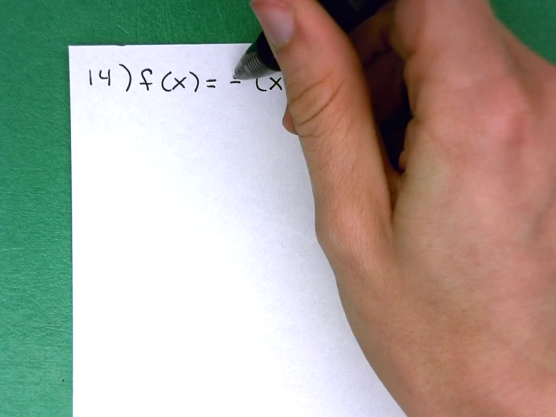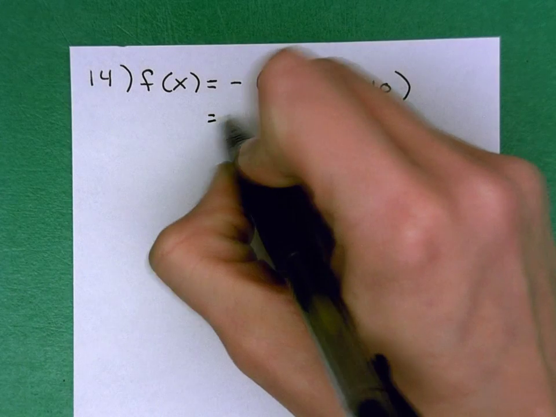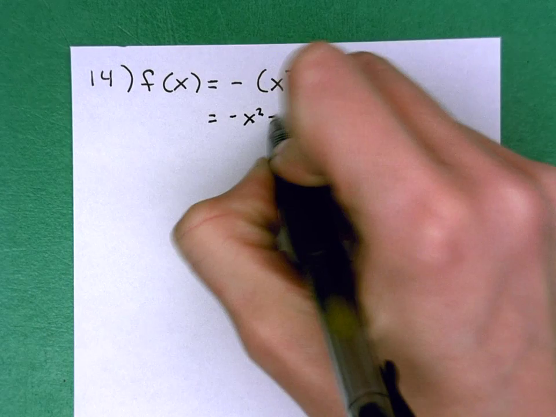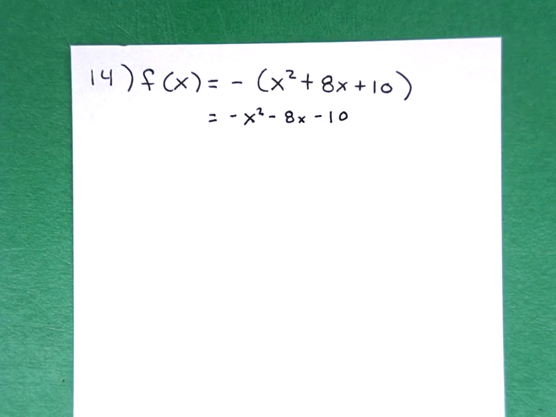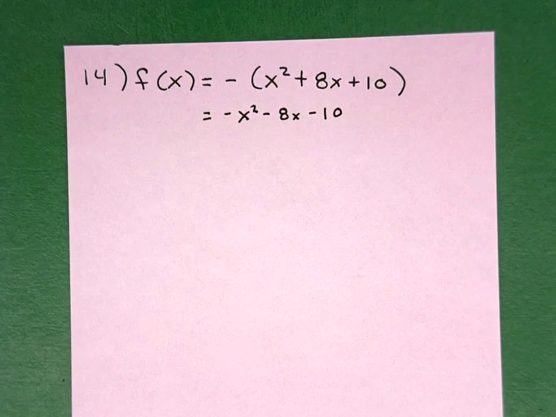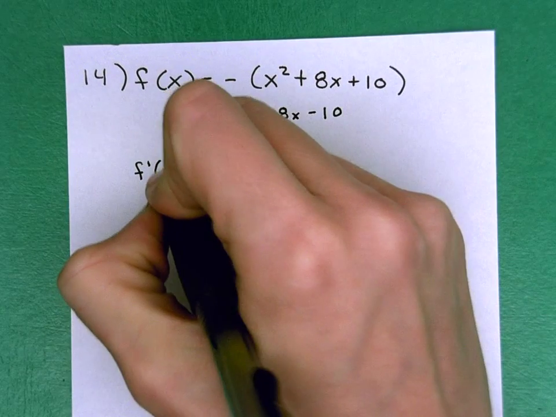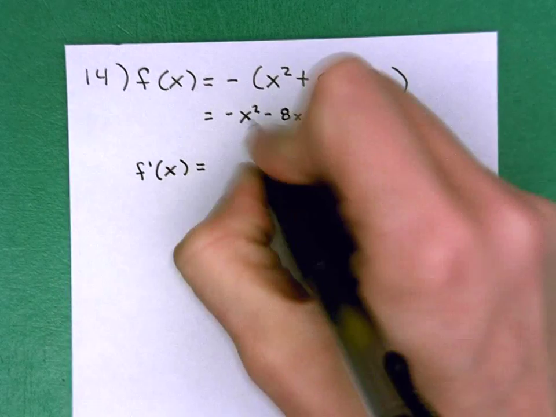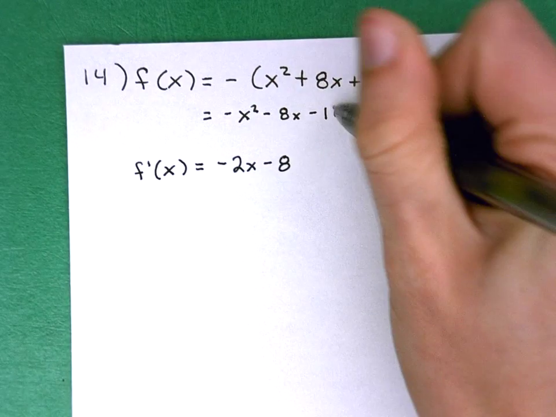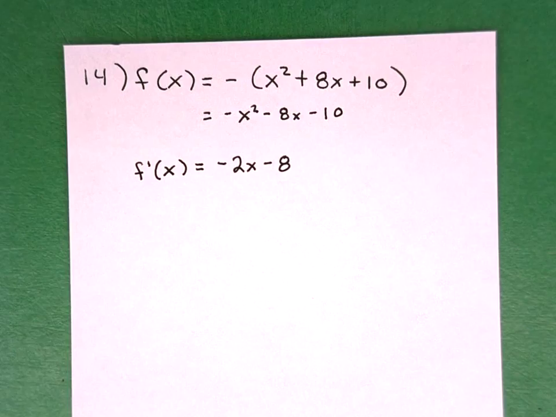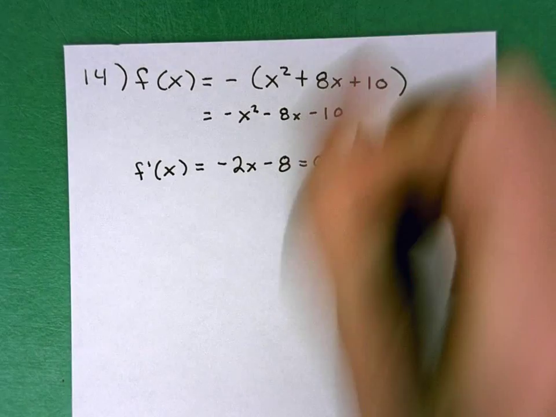Right? For the sake of my particular derivative, I'm going to go ahead and distribute that negative in before I take the derivative. Just manipulating the function a tad. I don't have to, but I'm going to choose to. And so then I'm going to take the derivative here. I've got f prime of x equals, this will be negative 2x minus 8, and negative 10 is a constant, so its derivative would be 0. And once I've got the derivative, I'm going to set that equal to 0 to find my critical numbers.